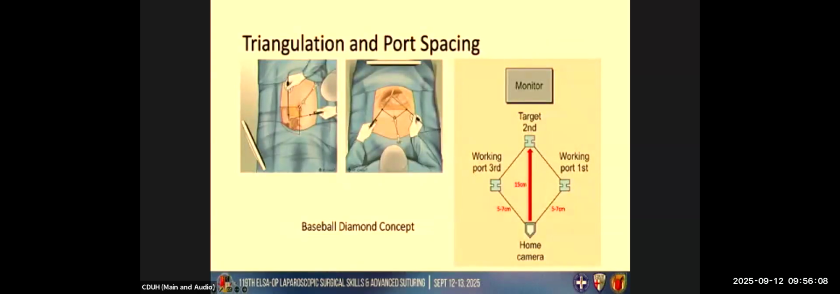Triangulation is the principle of placing trocars in a triangular arrangement relative to the target organ. This positioning is a cornerstone of surgical ergonomics. Target organ should be approximately 15 centimeters from the camera port and working instruments approximately 5 to 7 cm apart. The baseball diamond concept is a common analogy used to describe triangulation.